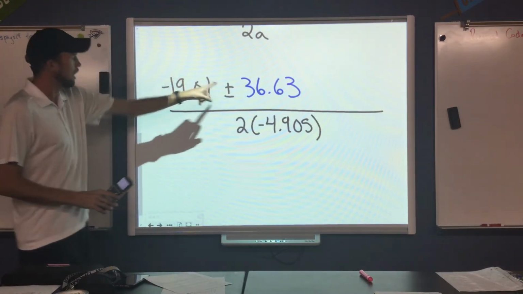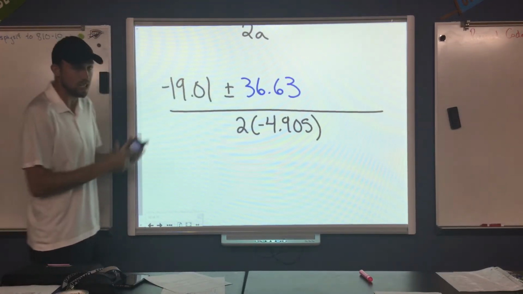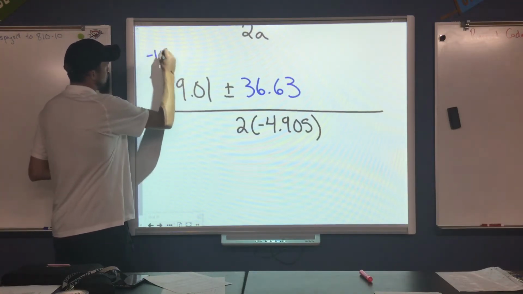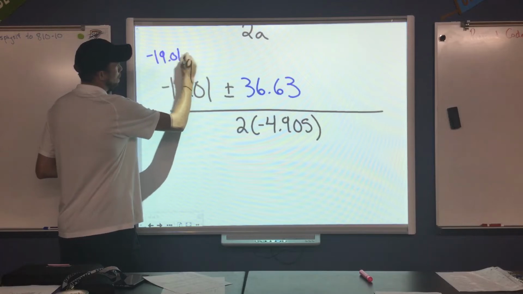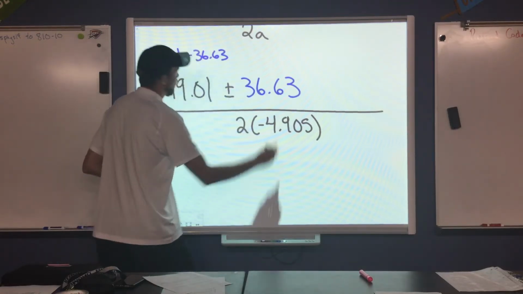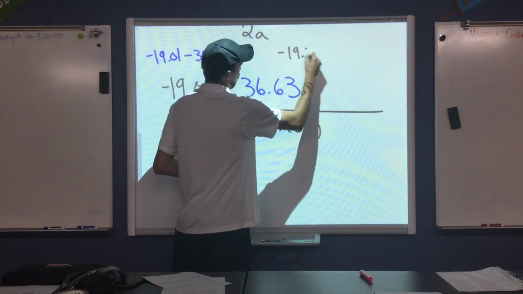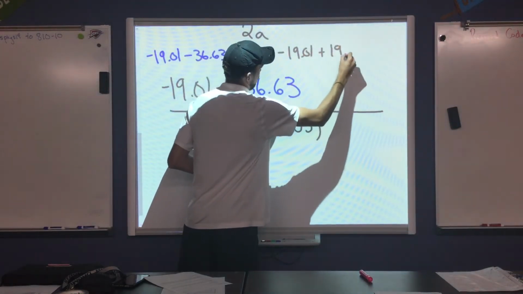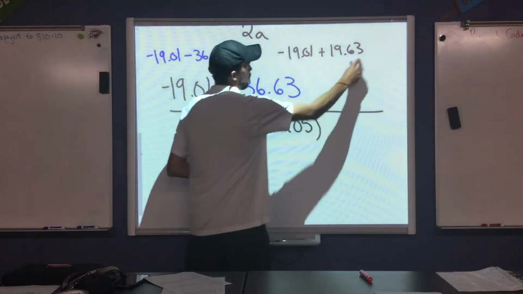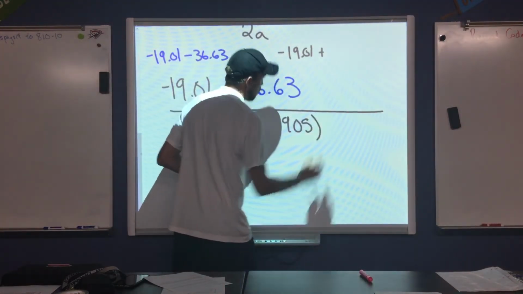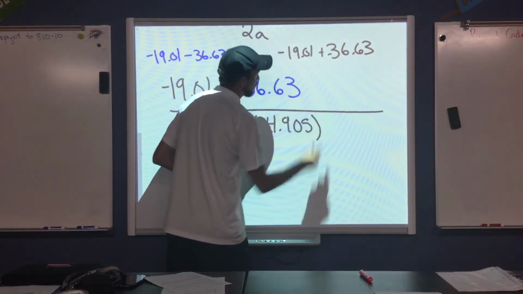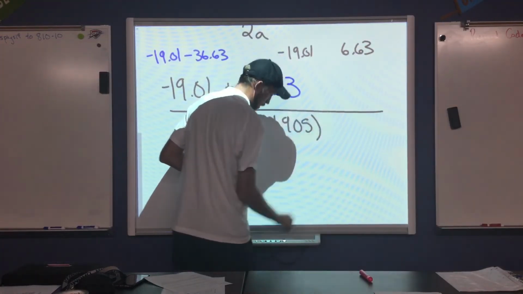Now, if I notice here, this is a plus or minus, which means there are two things I can do. One, I can take negative 19.01 minus 36.63, or I can take negative 19.01 plus 36.63. Oh, excuse me, I'm sorry. Negative 19.01 plus 36.63. Looks like it's a negative there. There we go.